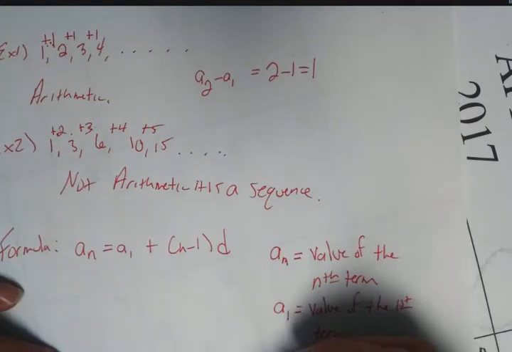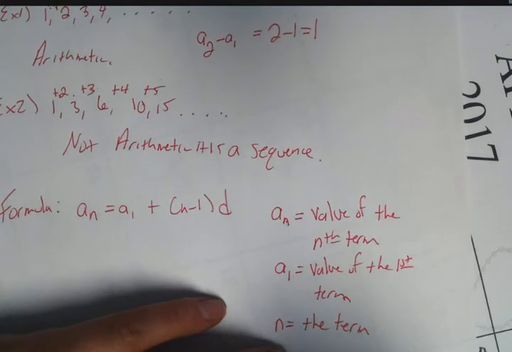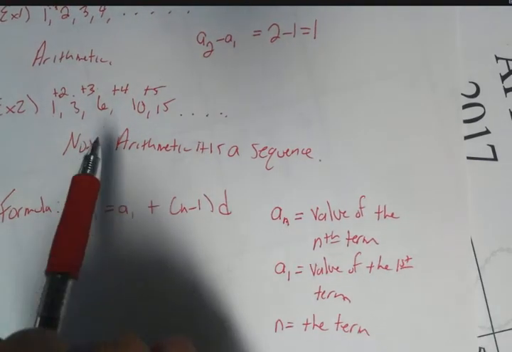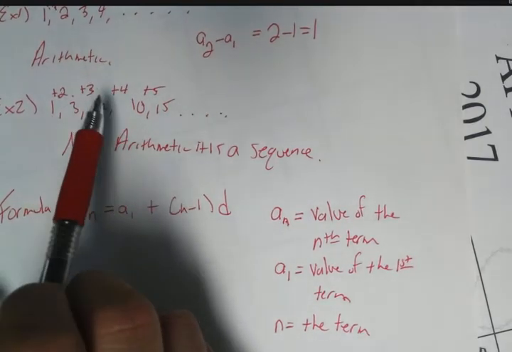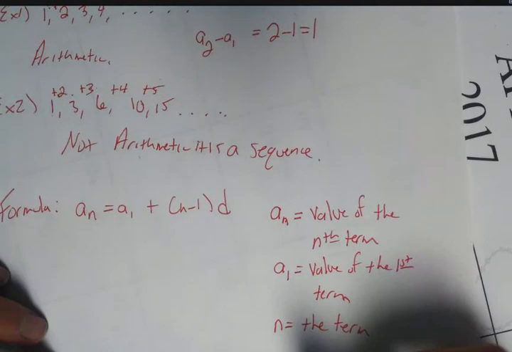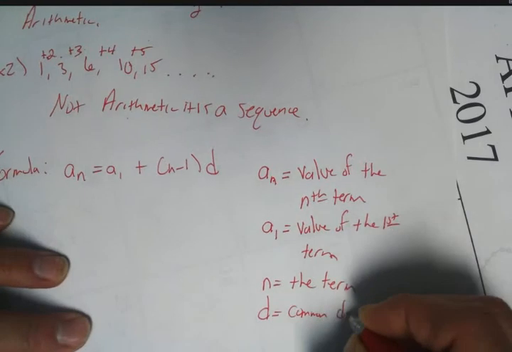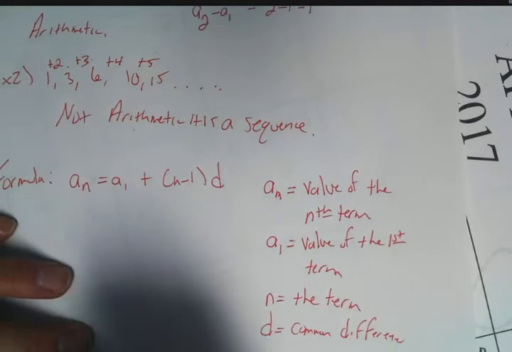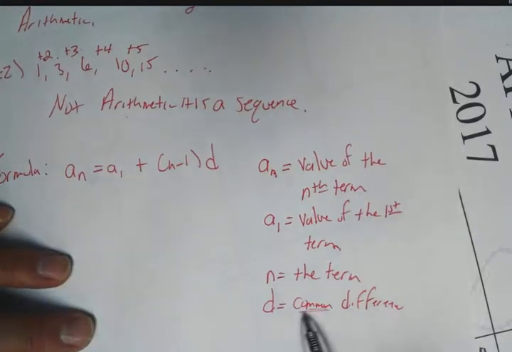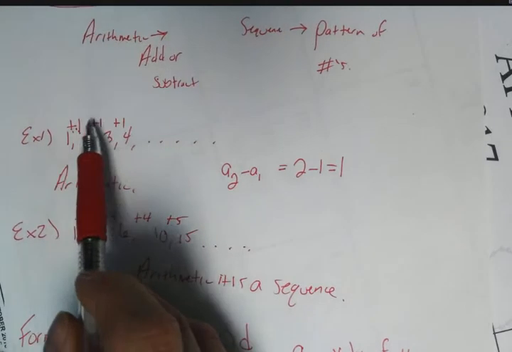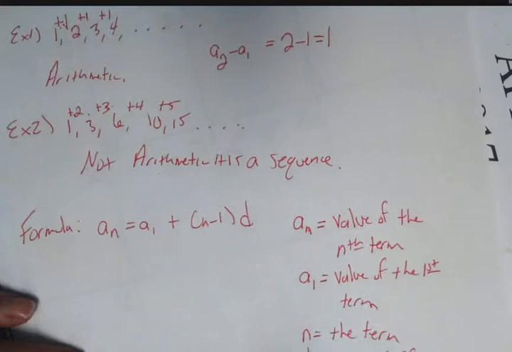Now n is the term. Now when I say the term, I'm talking about counting. Like up here, I could say 6 is what term in the sequence, and we could count 1, 2, 3. So 6 would be the 3rd term. And then we have d. D is the common difference. So this is where you have to find that difference between each number in the sequence, but common, which means the same. So like here, plus 1, plus 1, plus 1. This would be your common difference because it's the same difference over and over.